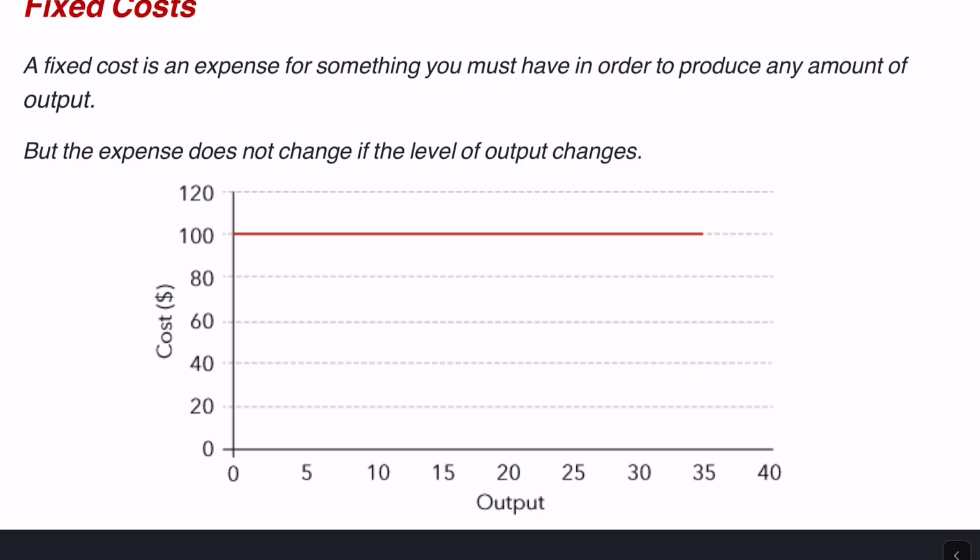Okay. Sometimes it's easier to think through these on a graph and how they're going to work. All right, so this fixed cost is an expense for something you must have in order to produce any amount of output, but this expense does not change if that level of output changes. So here we have output on the x-axis and dollars in terms of our costs on the y-axis. And so as we increase our output in this direction, you can see this fixed cost line is flat, right? It's always $100 here. It doesn't go up or down with the number of output. You could produce 1 unit of output or 35 units of output. We're always going to spend this $100 in our fixed costs.